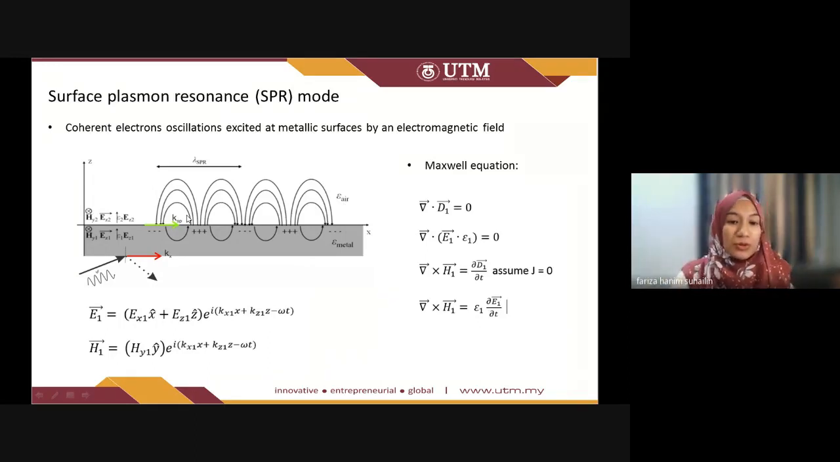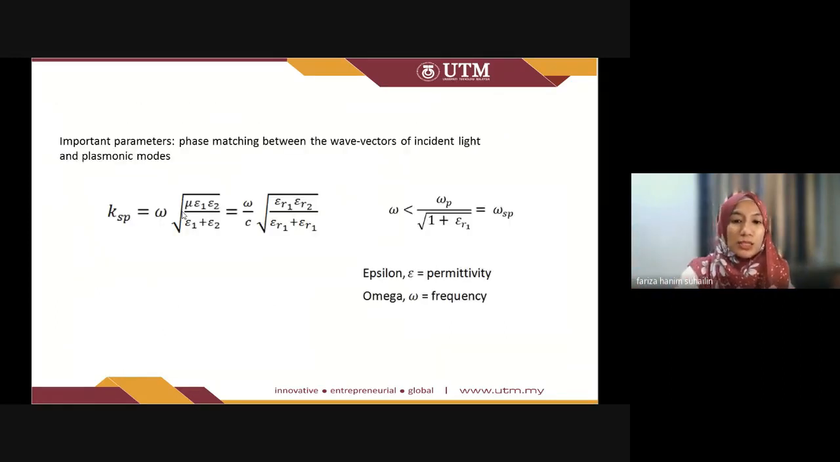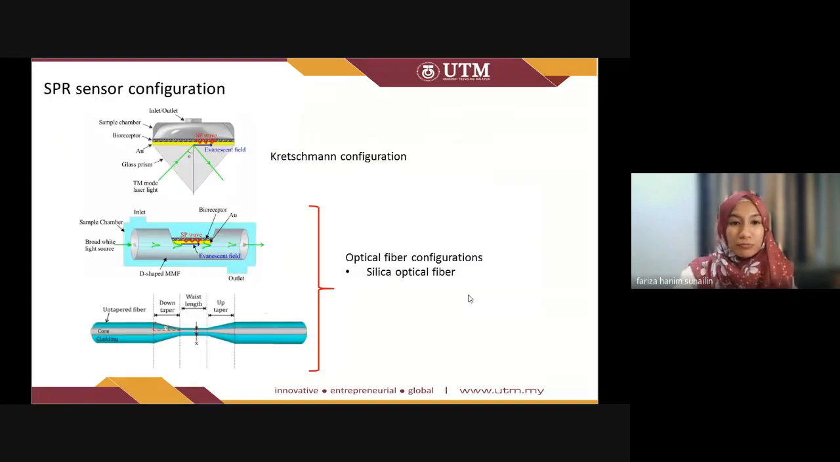The amplitude of this plasmonic mode is extended to the surrounding. Anything that happens in the surrounding, we can observe on the changes in the properties of the plasmonic modes. So this is the phase matching condition that needs to be fulfilled in order to excite the metals and to excite the plasmonic modes. And then metal has a negative permittivity so that we can observe the plasmonic modes.